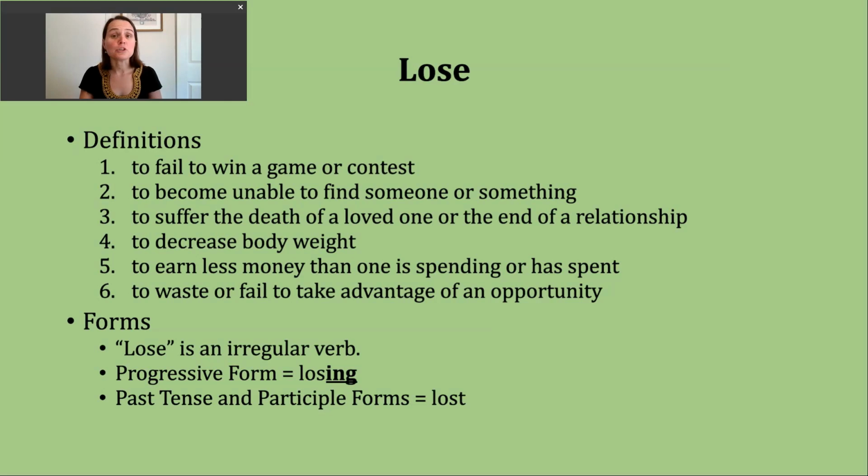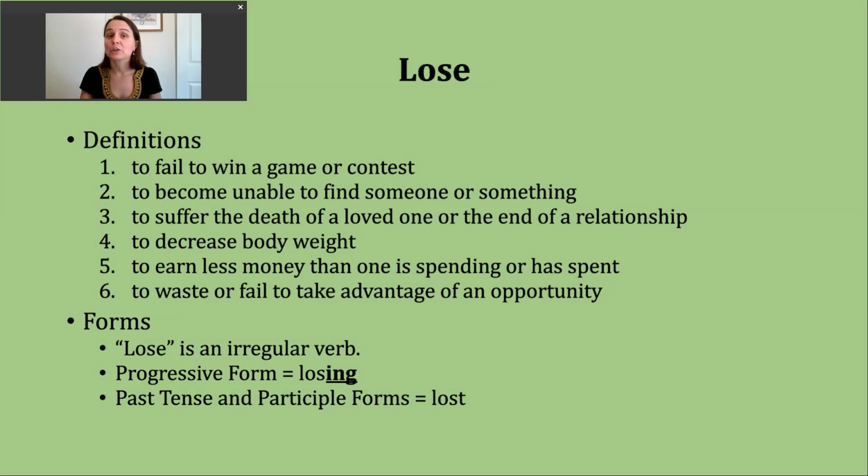A second way we use the verb lose, though, is to mean to become unable to find someone or something. I think most people have had an experience of feeling as though they have been unable to find keys. Maybe it's their house key, a car key, something, but not knowing where it is. It connects to this second meaning of the verb.